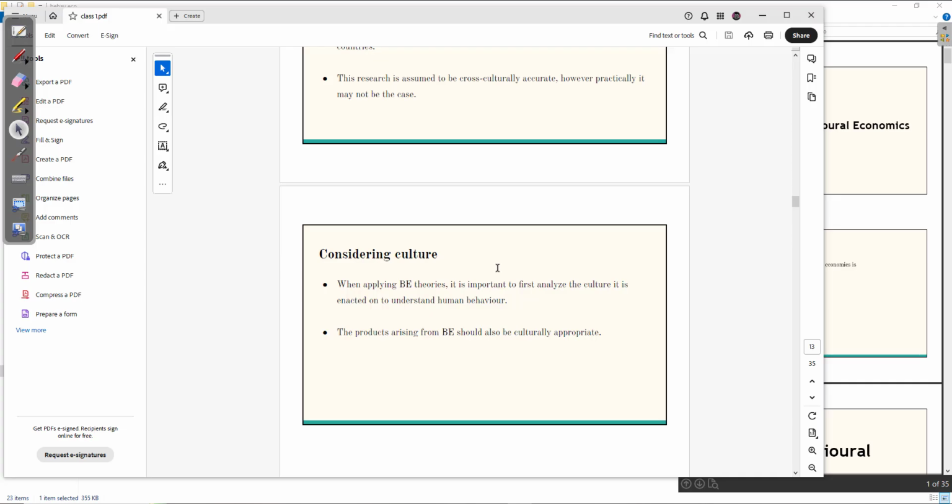Okay, so cross cultural studies are also important when you're trying to set the target audience. For example, one application is when you're trying to see which market you want to tap, which market you want to get into. You should study their cultural thinking, and how they will respond to your offers. If one strategy is working in one culture, that might not work in another. So when applying behavioral economic theories, it is important to first analyze the culture it is enacted on to understand the human behavior. The products arising from behavioral economics should also be culturally appropriate.